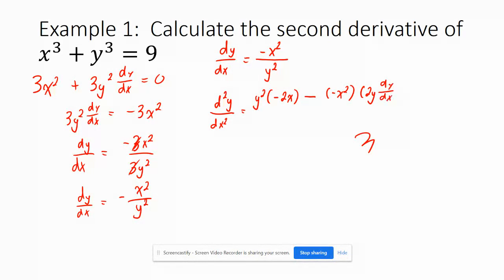So here's where it gets a little bit tricky. Our second derivative now has a first derivative in it, and then bottom squared, y squared squared, is y to the fourth. The trick we're going to do here is get rid of this dy/dx in our second derivative. We know that dy/dx is equal to negative x squared over y squared, so we're going to make this substitution in here.